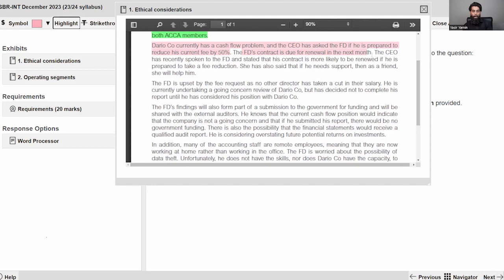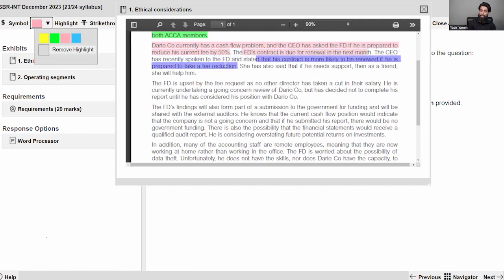It says the CEO has recently spoken to the finance director and stated that his contract is more likely to be renewed if he is prepared to take a fee reduction. She has also said that if he needs support, then as a friend, she will help him. Now, this confuses me again.